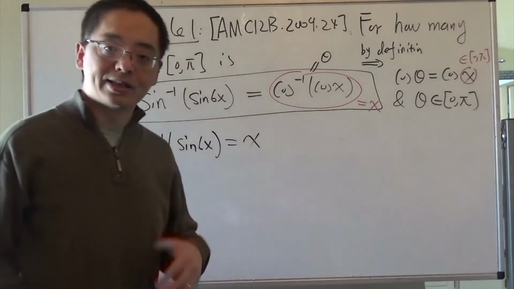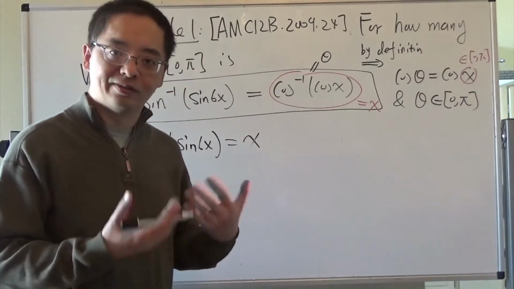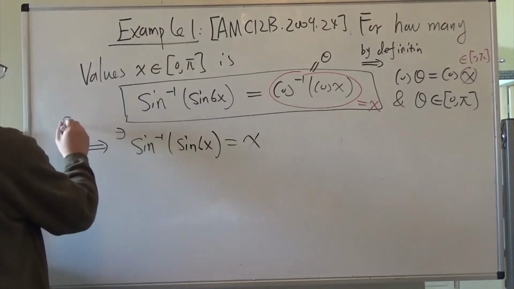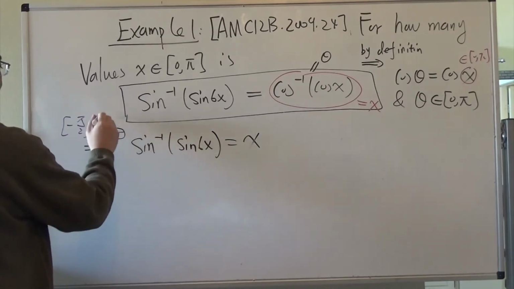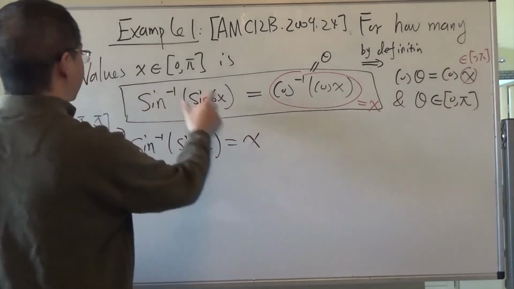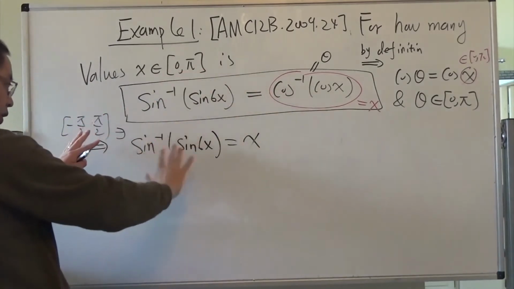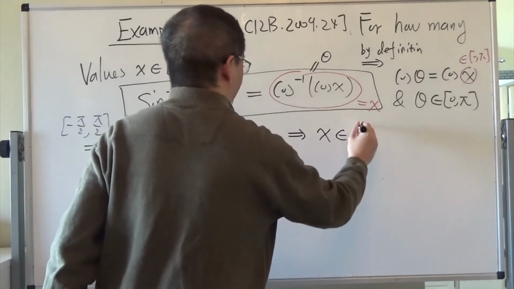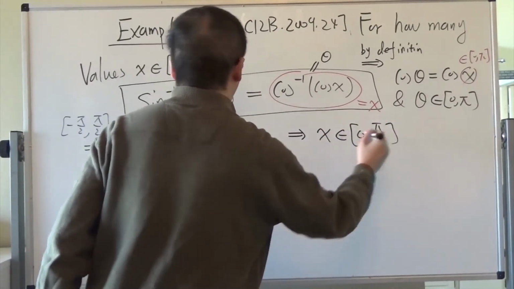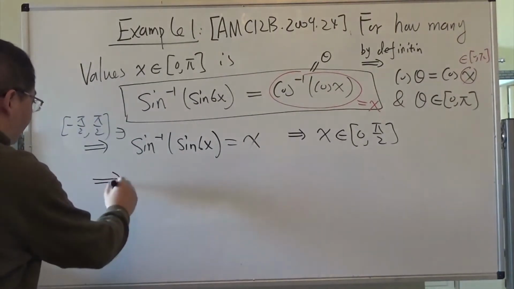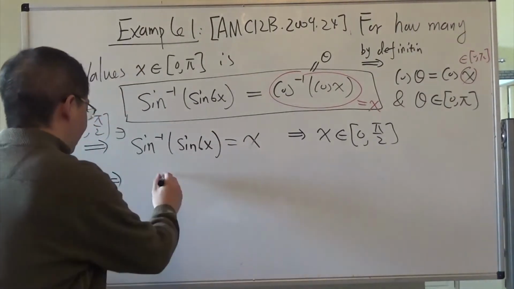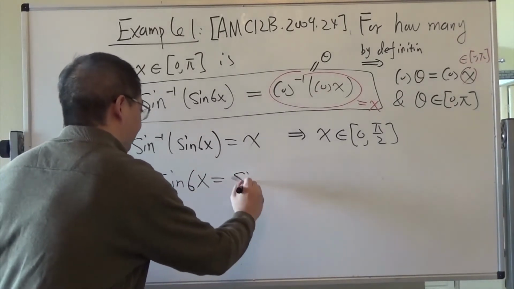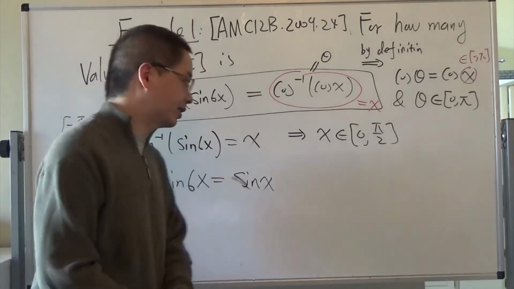Now, let's recall the range of values of sine inverse, I would say arcsin. By definition, this is from -pi over 2 to pi over 2. If you combine that x is between 0 and pi, and this one is from -pi over 2 to pi over 2, from here we get x has to be between 0 and pi over 2. Alright, and then by the definition of arcsin, this just means sine 6x equals sine x.